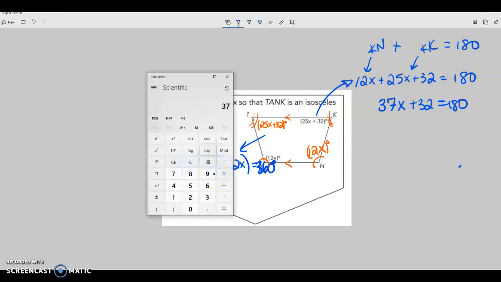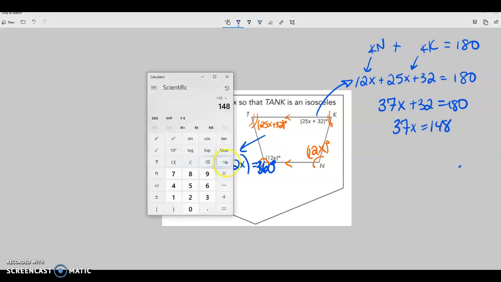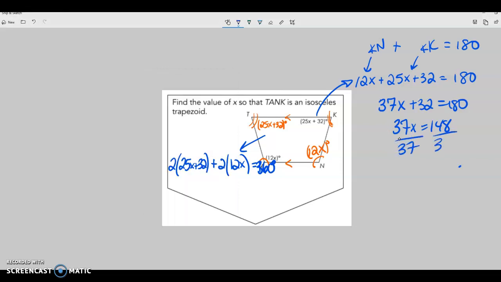Verify. Does this make sense? Four. So then we would just, highly recommend double checking.